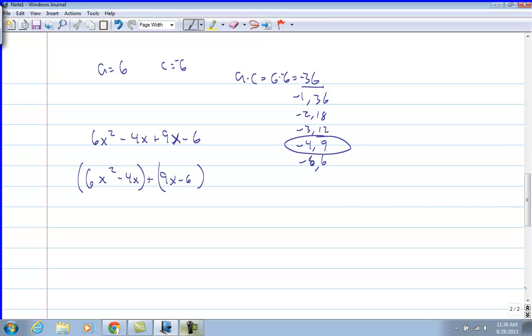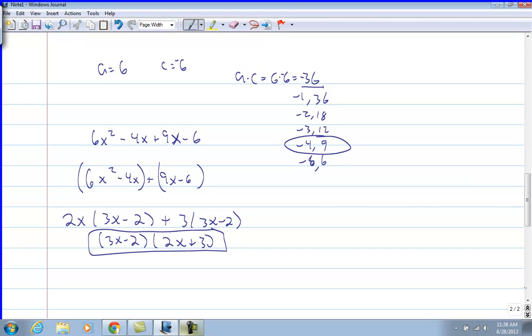Out of the first pair, I can pull out a 2x. Then we'd have 3x minus 2. Out of the second pair, I'll pull out a 3. And we have 3x minus 2. So it's going to be 3x minus 2 times 2x plus 3. And that's factoring by grouping. Any questions there so far?